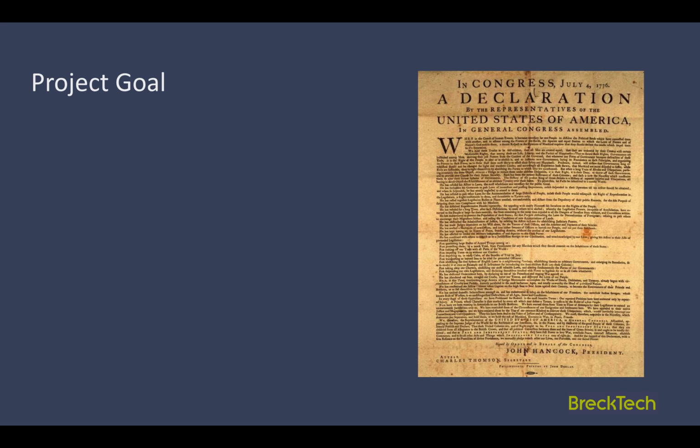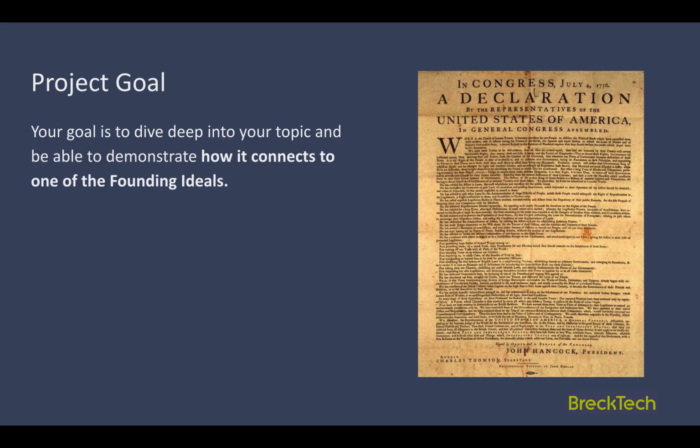Everything comes from the Declaration of Independence and our 5 ideals. So does our project goal. It matches up or is connected to the ideals. So your goal is to dive deep into your topic and be able to demonstrate how it connects to one of the founding ideals. In other words, select a topic that either expanded or denied an ideal.